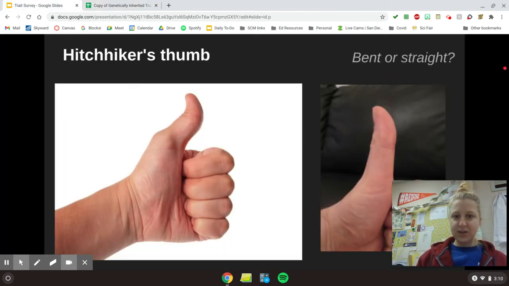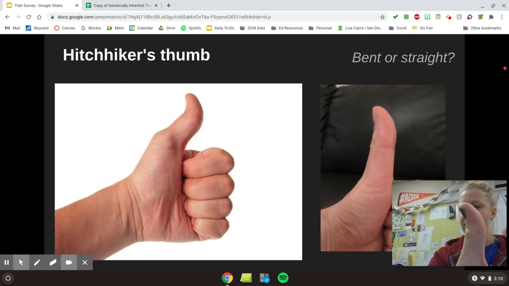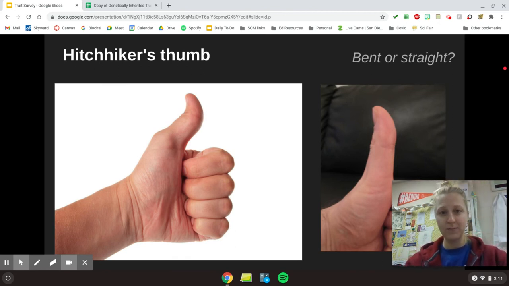Next up is Hitchhiker's Thumb. What you want to do is tell people, give me a thumbs up, and look at what their thumb does. If you have a Hitchhiker's Thumb, like I do, it bends back in that direction. I can make it artificially straight by straightening it up like that. So make sure whoever you're surveying doesn't do that.